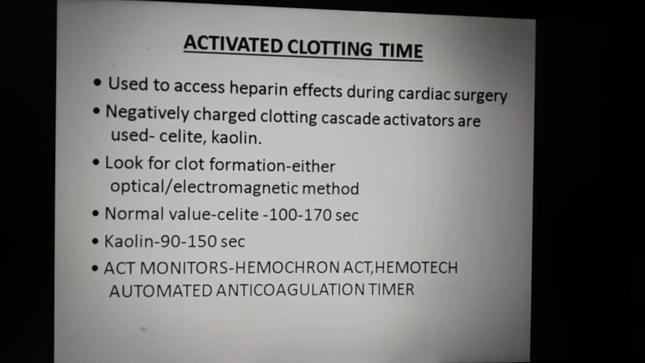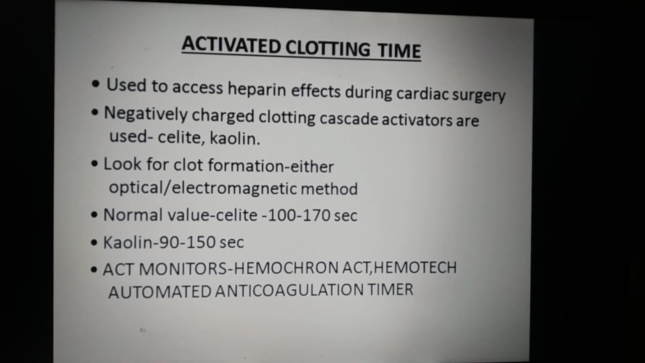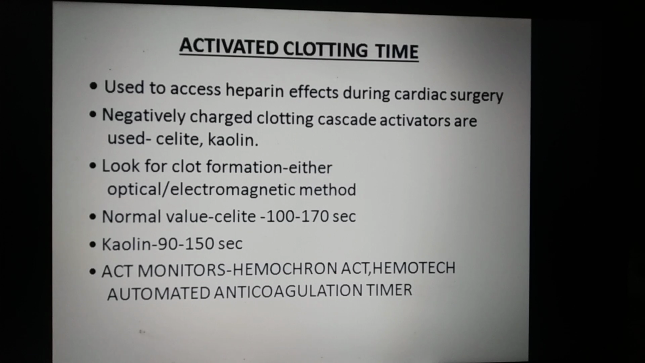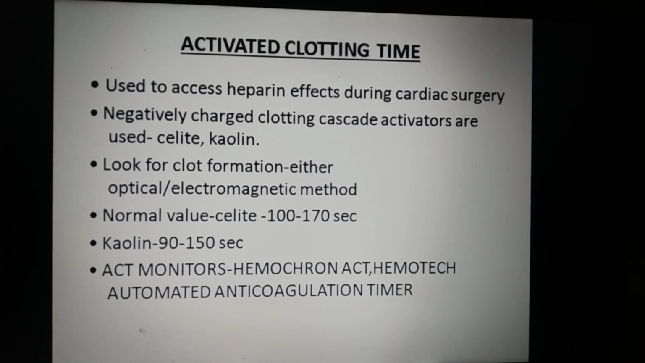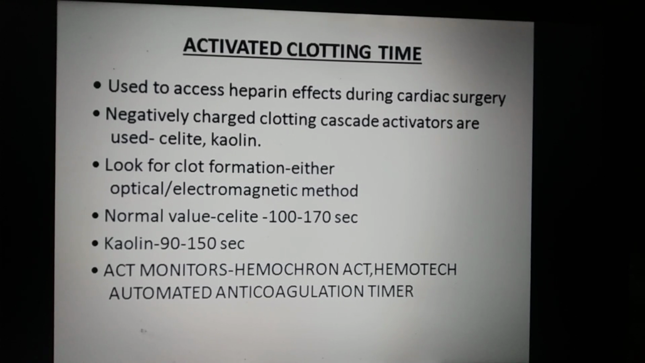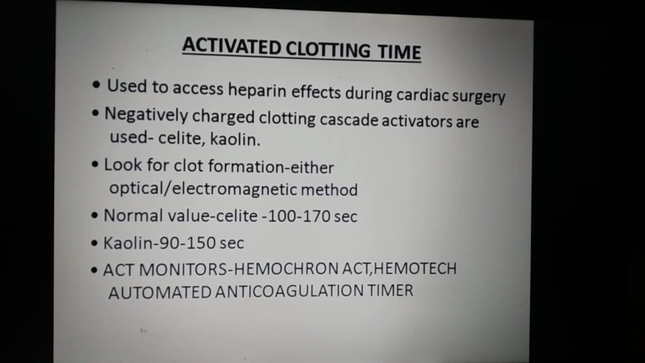Activated clotting time. Activated clotting time is used to assess heparin effects during cardiac surgery. Here, negatively charged clotting cascade activators are used, like celite and kaolin. The normal value when celite is used is 100 to 170 seconds, and when kaolin is used it is 90 to 150 seconds.